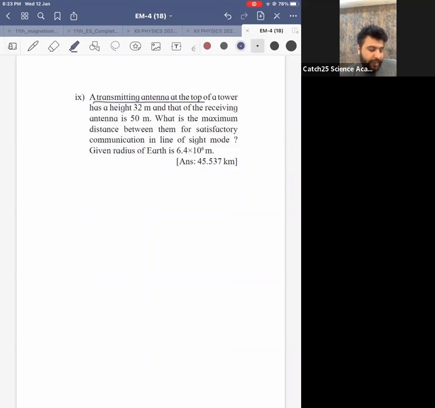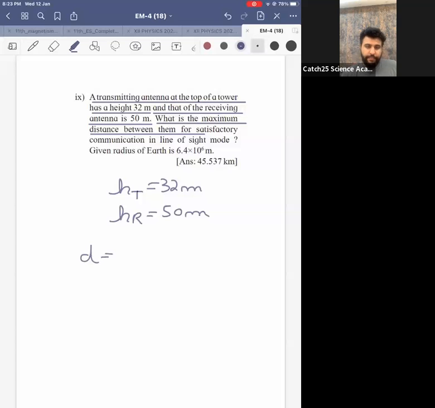A transmitting antenna on the top of a tower has height 32 meter. Therefore, can I say height of the transmitting antenna is 32 meter and that of the receiving antenna, that is height of the receiving antenna is 50 meter. What is the maximum distance between them? That means I have to find the value of D. So what is the formula? Square root of 2RHT plus square root of 2RHR. Can I say I know the value of 2R, HT and HR? I just need to substitute the values and get the answer.